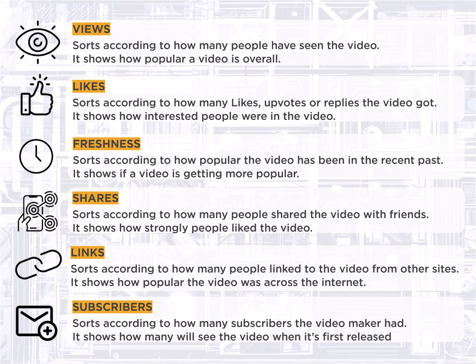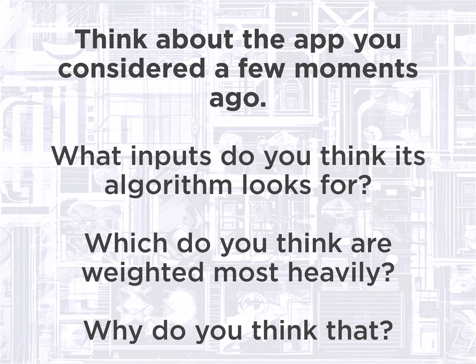These won't all count equally. Depending on what the platform has been optimized for, some will count for more than others, and some might not count at all. Let's pause again. Think about that app you considered a few moments ago. What inputs do you think its algorithm looks for? Which of those do you think are weighted most heavily? Why do you think that?